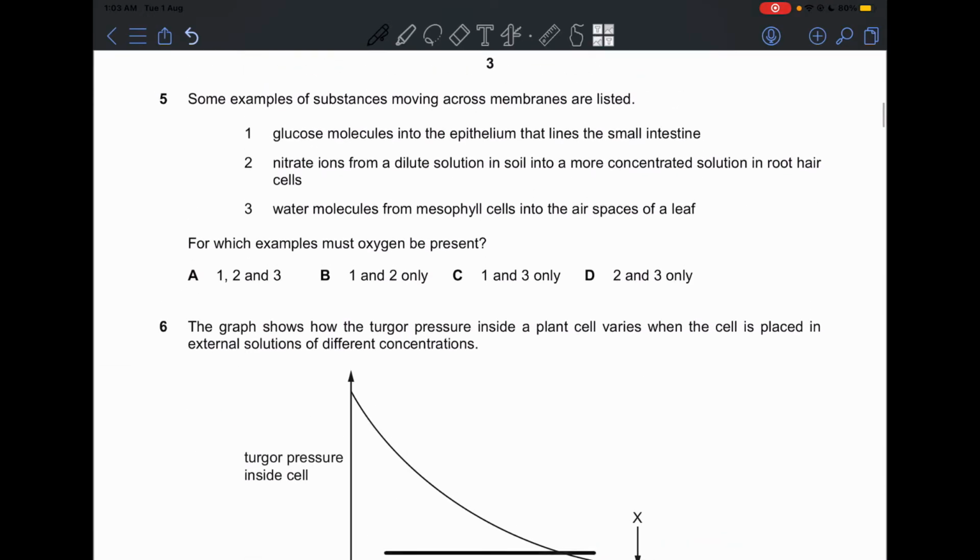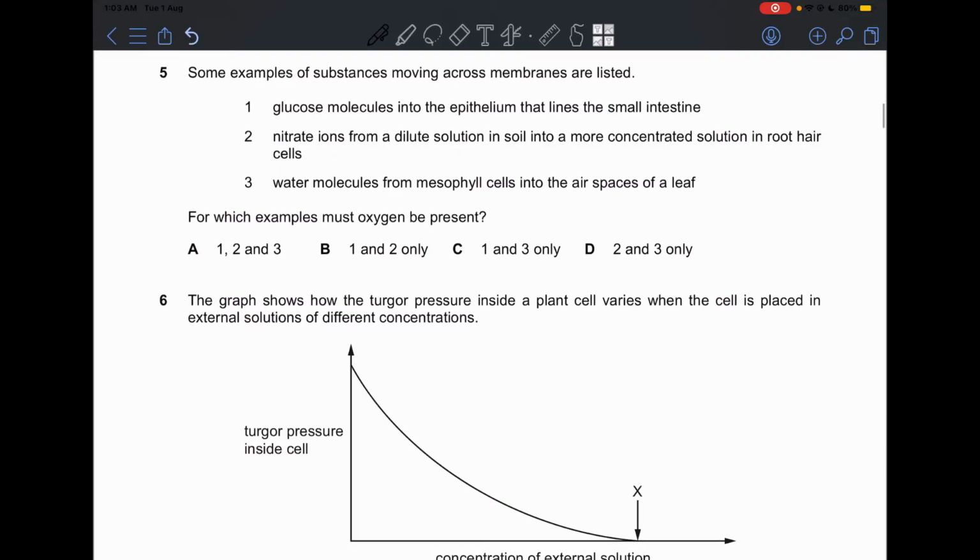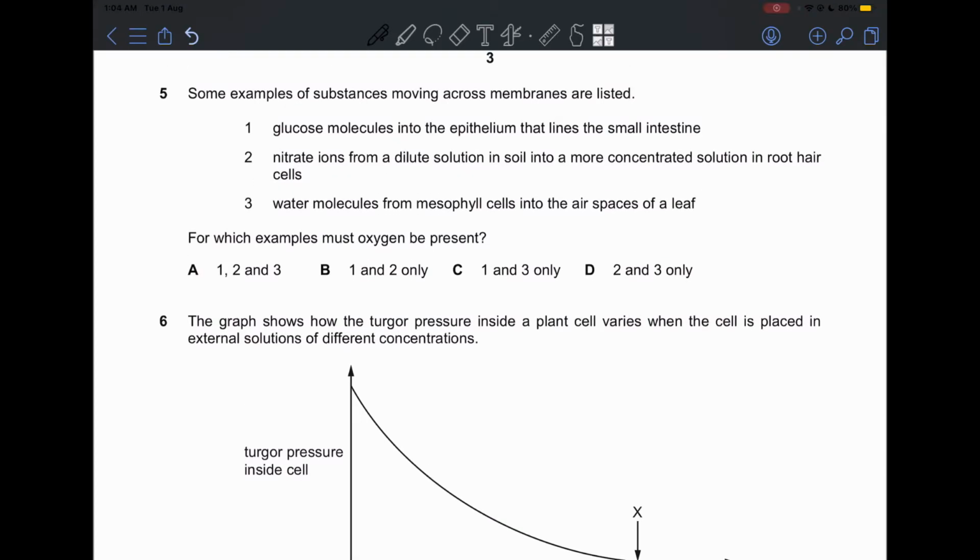Question number 5, some examples of substances moving across membranes are listed. Number 1, glucose molecules into the epithelium that lines the small intestine. 2, nitrate ions from a dilute solution in a soil into a more concentrated solution in root hair cells. 3 says, water molecules from mesophyll cells into the air spaces of a leaf. For which examples must oxygen be present?